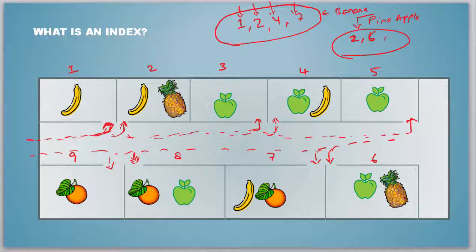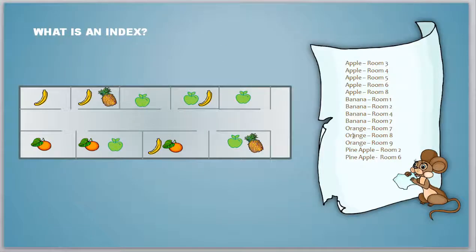Now imagine the same thing happens, but this time I have a piece of paper here where everything is listed alphabetically and also in which room they are located.